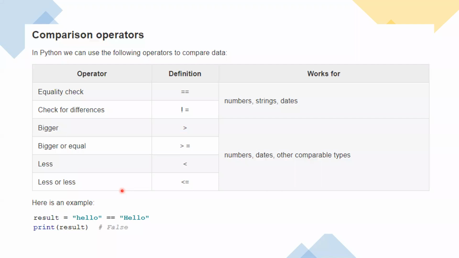So in Python, if I want to check whether things are equal, you need to use double equals. If I want to see if they are not equal, you do this. If you want to say bigger, this is the way. If you want to find out if it is bigger or equal, you do this one. If you want to find out if it is lesser, you do this. If it is less or equal, then you do this.